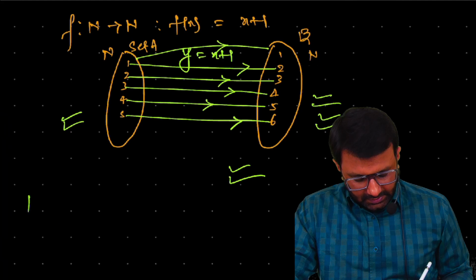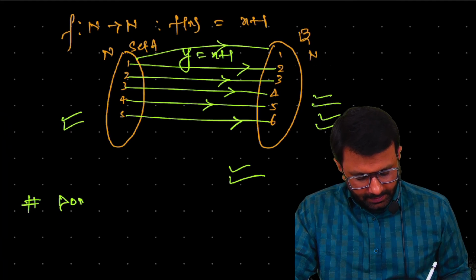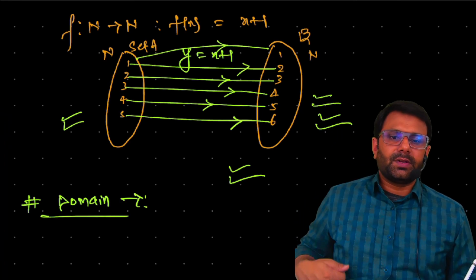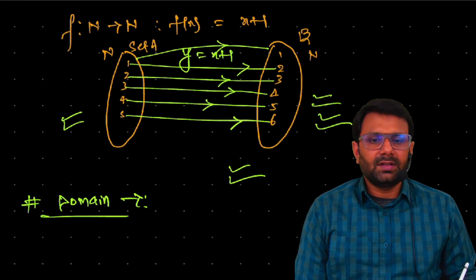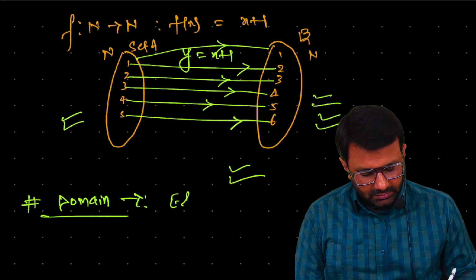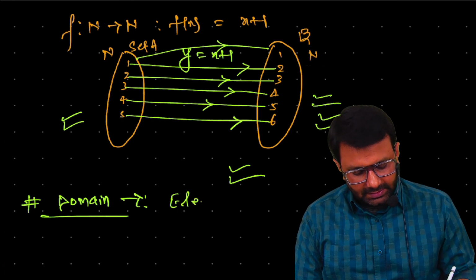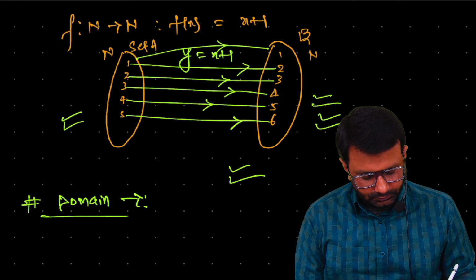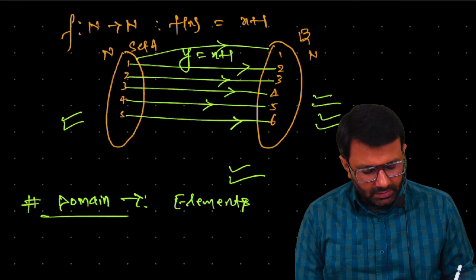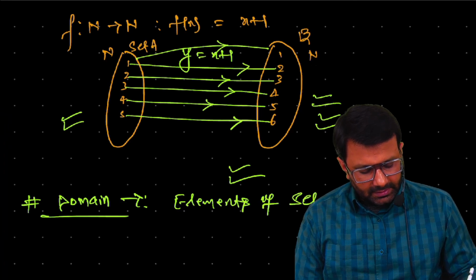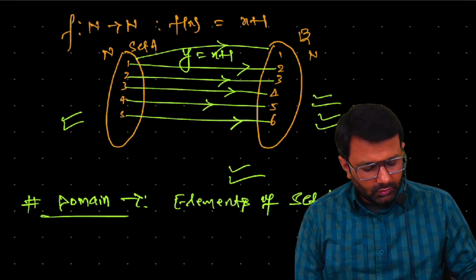Now tell me, what is domain? I am just revising, I already completed everything in the previous lecture. The elements of set A are called the domain. The complete set of elements of set A is called domain. So what is the domain here?